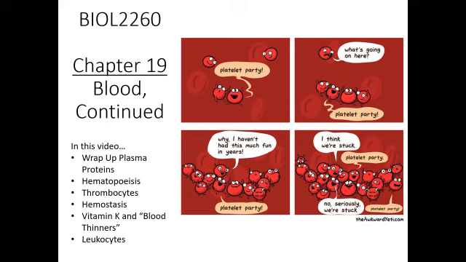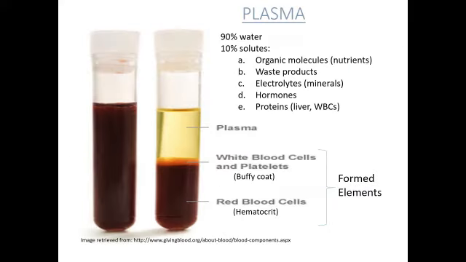We'll talk about thrombocytes or platelets. We'll talk about their role in hemostasis or stopping blood loss from damaged tissue. We will talk about how vitamin K and blood thinners work in conjunction with hemostasis or to prevent it. And then we will wrap up with leukocytes. In a future lesson, we will wrap up the concept of hematopoiesis, or this creation of the formed elements, by talking about the erythrocytes, or the red blood cells.